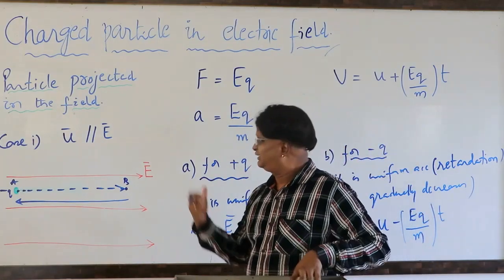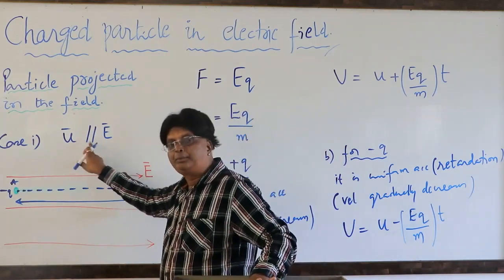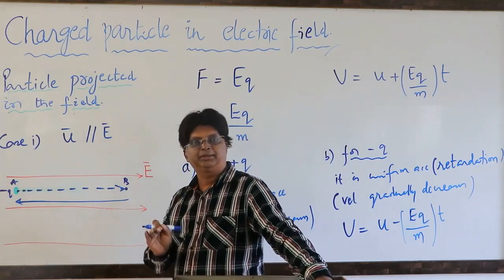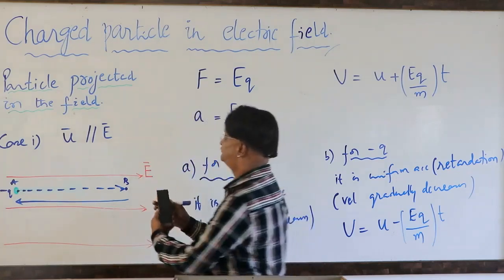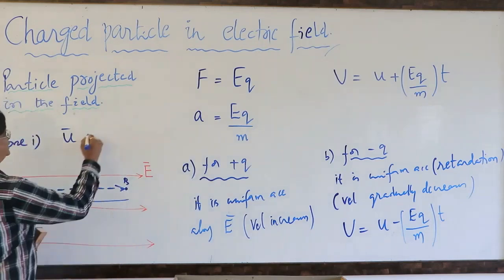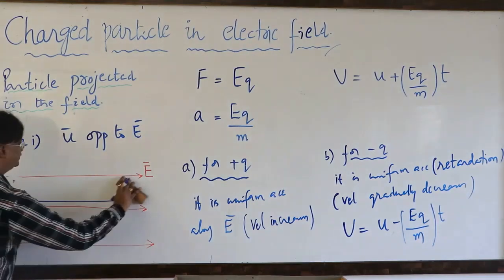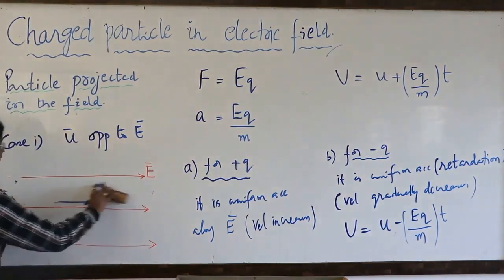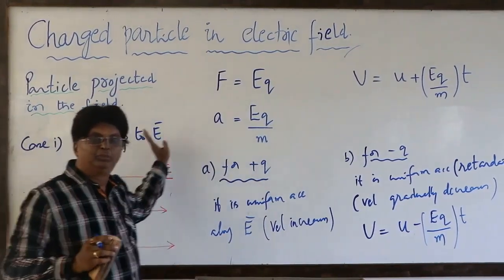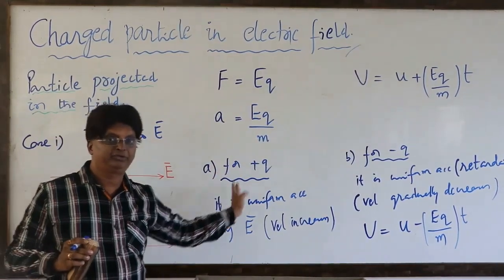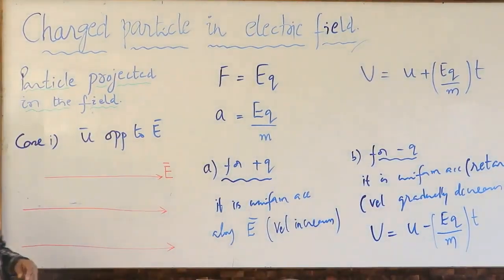Now the second case you will discuss on your own, is it not? What is that case? This U bar opposite to E bar. Supposing the charged particle is projected opposite to the electric field. Now you tell me what happens? U bar opposite to E bar. Right. Now it will be a very common sense thing for you. Whatever we have told for U bar parallel to E bar for both positive and negative charges, now exactly a kind of reversal we find in the complete phenomena.